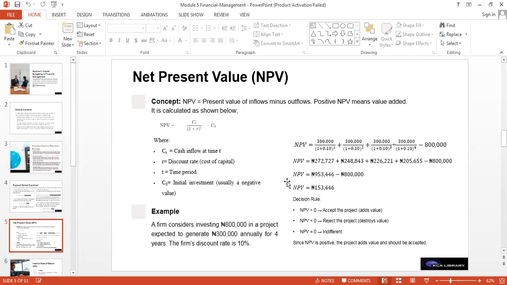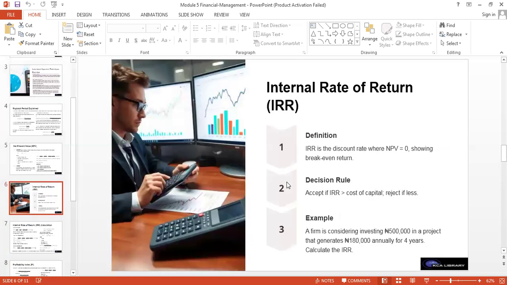The decision rule for NPV is that if it is greater than 0, you accept the project. If it is less than 0, you reject the project. And if it is equal to 0, you are indifferent, which is not always common. So since the NPV is positive, the project adds value and should be accepted.